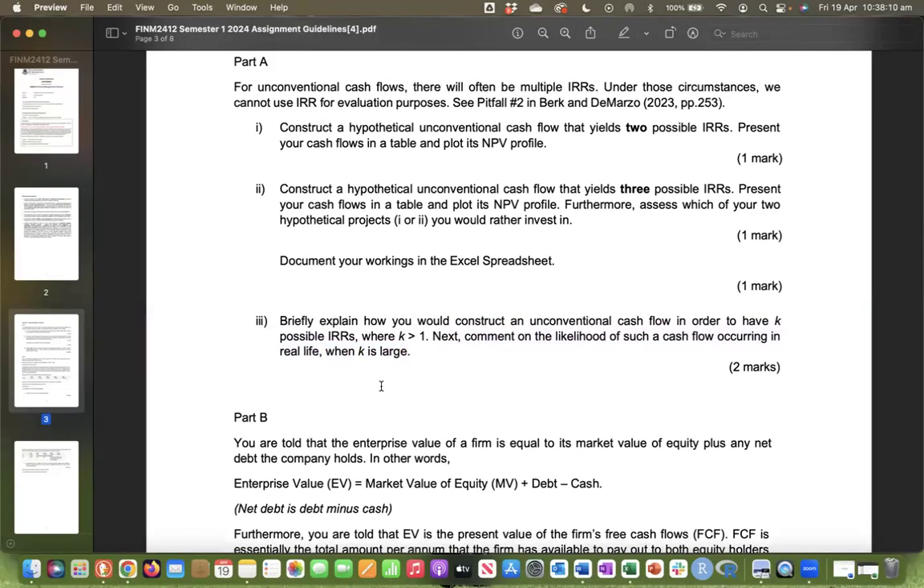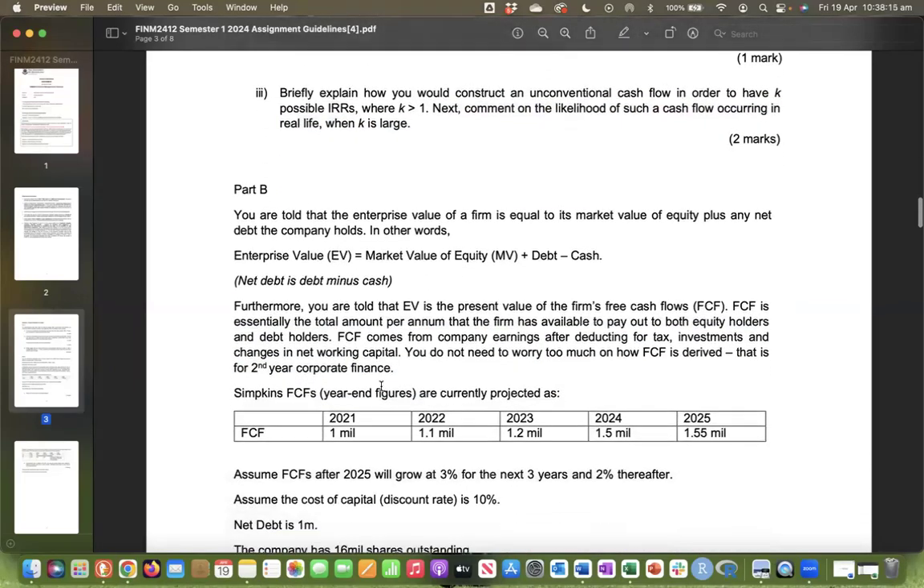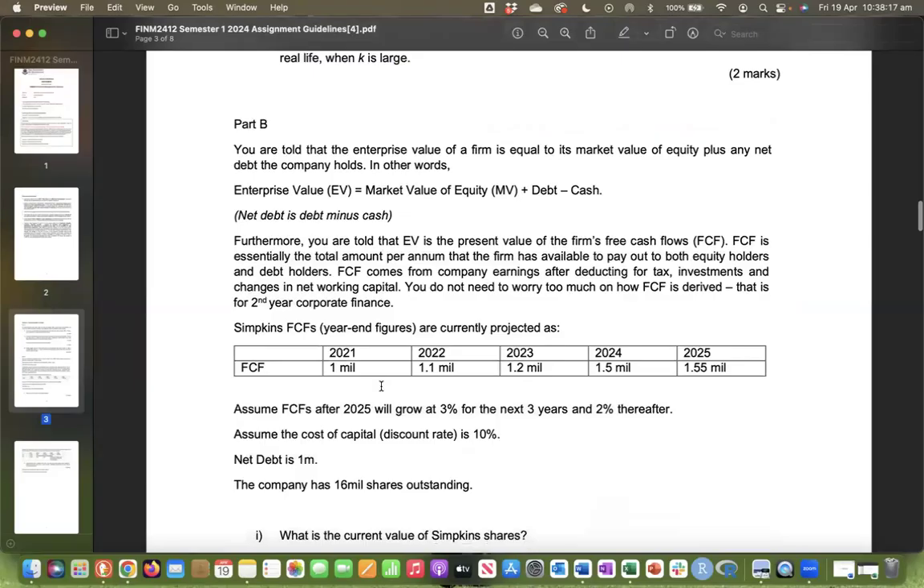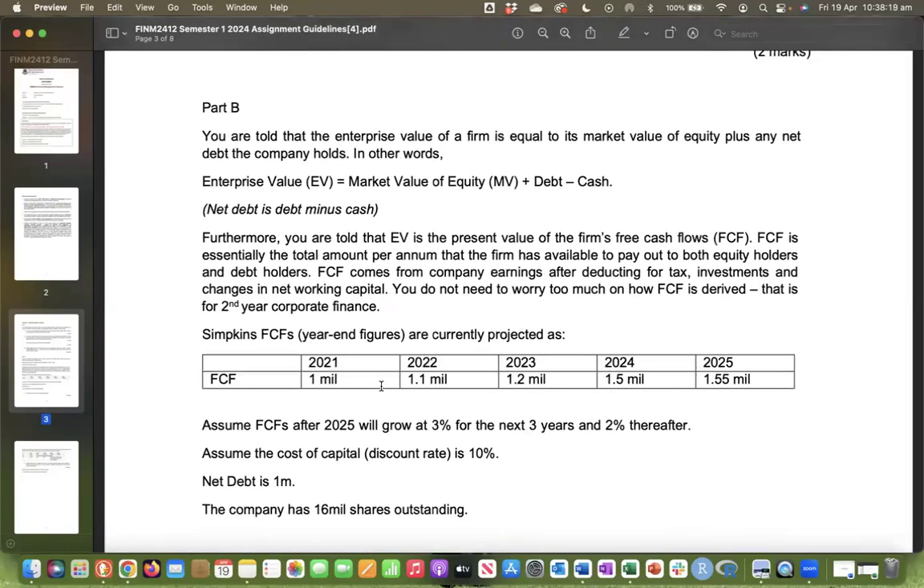Amazing. So that is part A of question 1 answered. And now we'll move on to part B, which is more so looking at enterprise value.